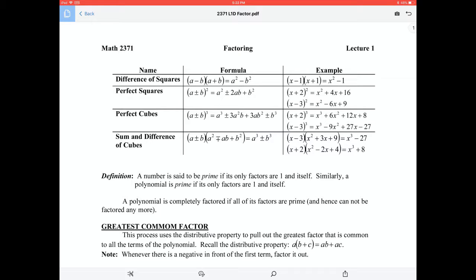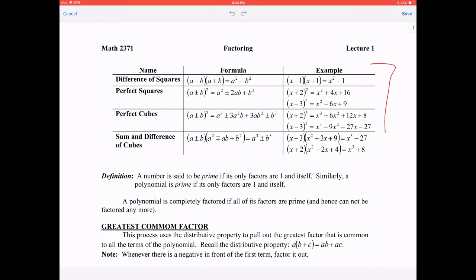We're going to start the factoring lesson. This is one of my favorite lessons. I am known in our household as the factoring queen. The most important rule in factoring: these are the factoring formulas that we're starting out with right here at the top of the page.